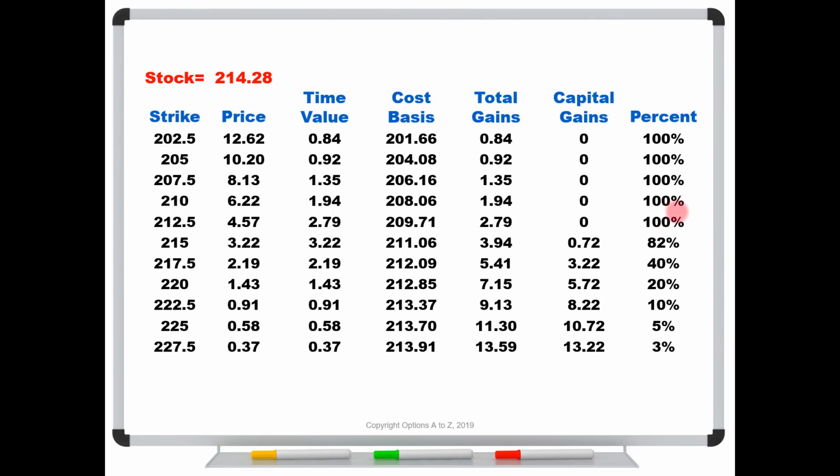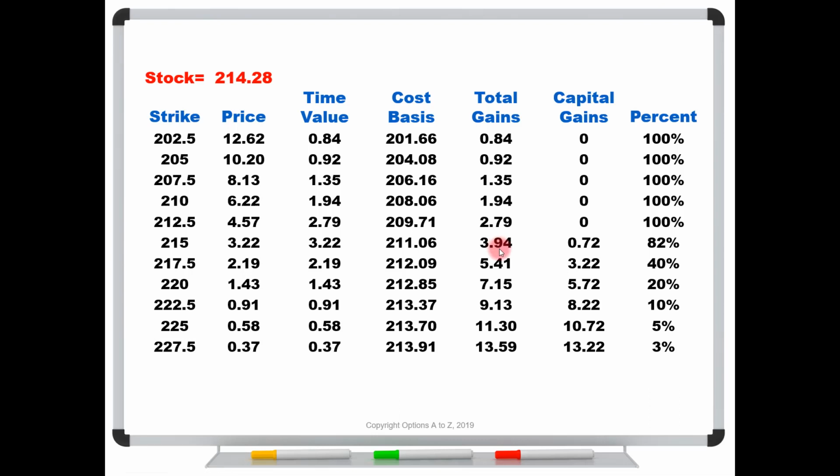But what happens when we start going to slightly out of the money or even far out of the money? Well, let's jump down here to the 215s. The 215s were trading for $3.22. It's all time premium, and that would give you a cost basis of $211.06. But notice that your total gains are slightly higher than the time value. Time value is $3.22, but I could make $3.94.